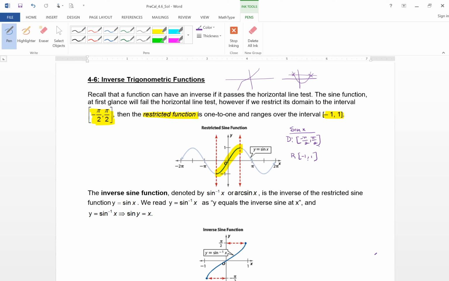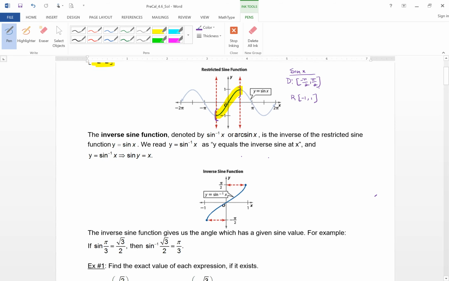Okay. So what I just said is the sine doesn't pass the horizontal line test. In order for it to pass the horizontal line test, we're just going to take a small portion of it between negative pi over 2 to pi over 2. Okay? All right. So if we redraw just that part here, what we have is the inverse sine function. Okay? And this is how we write it, inverse sine of x, or arc sine of x. It's read as y equals the inverse sine of x.